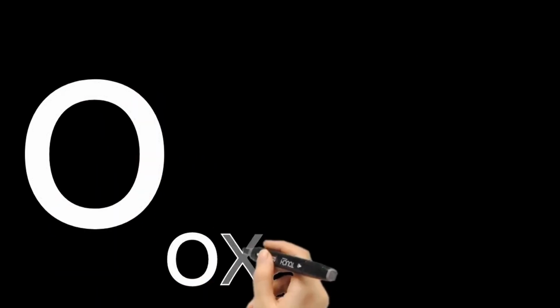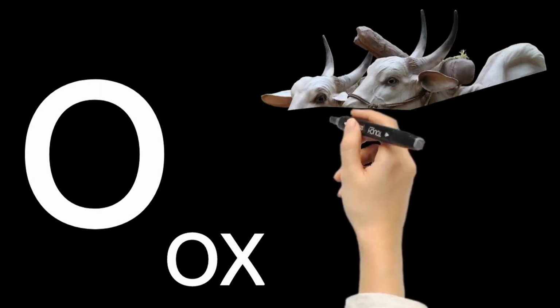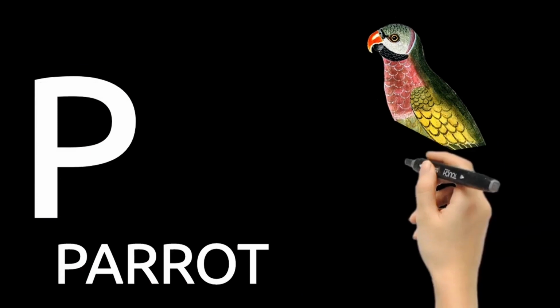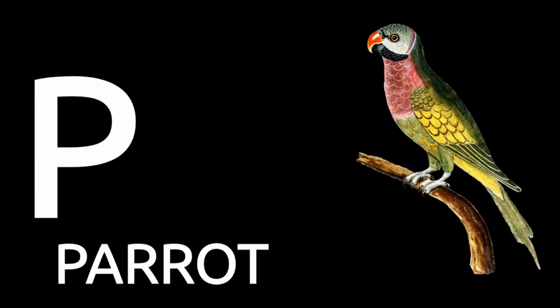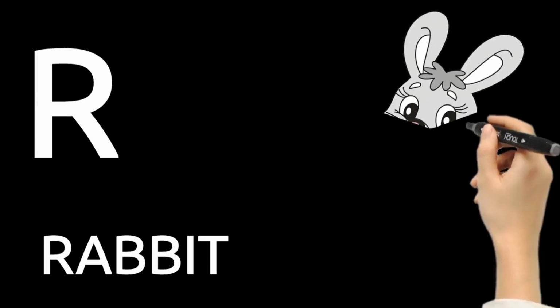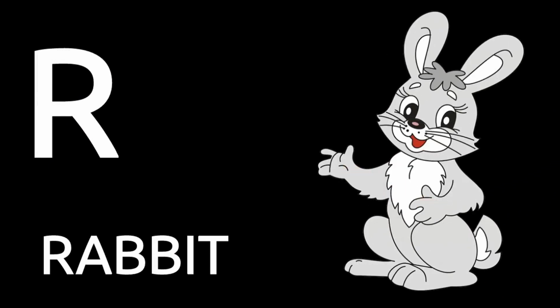O for ox. O X, ox. P for parrot. P A R R O T, parrot. Q for queen. Q U E E N, queen. R for rabbit. R A B B I T, rabbit.